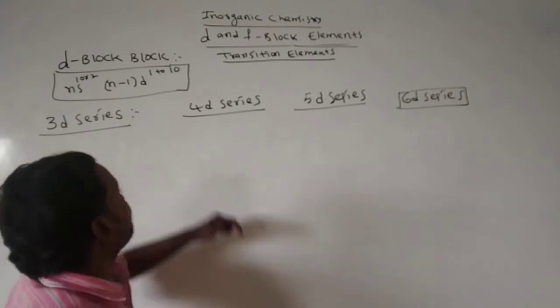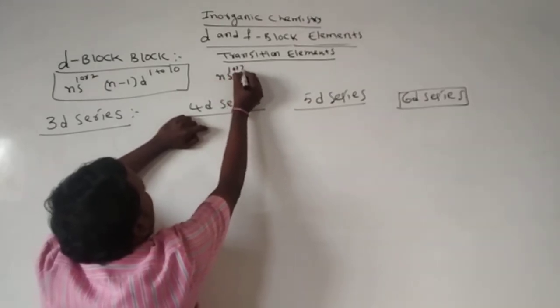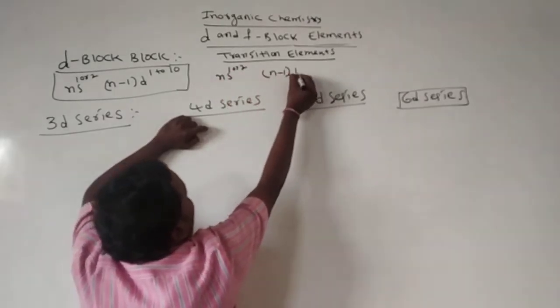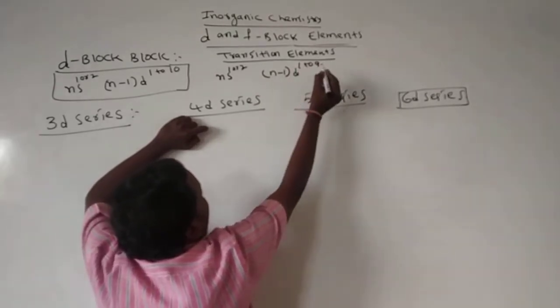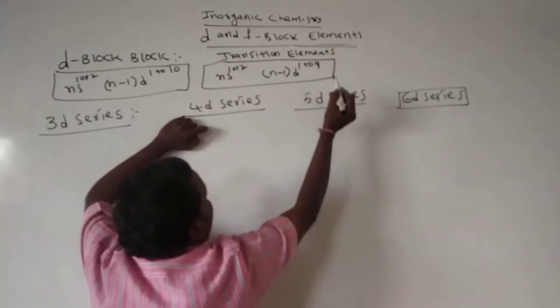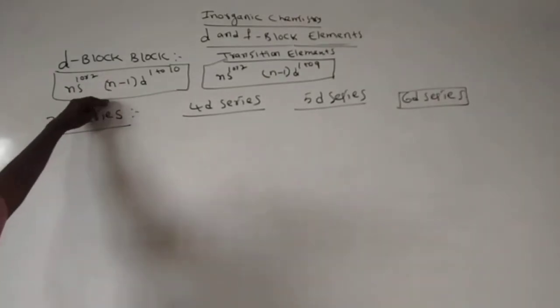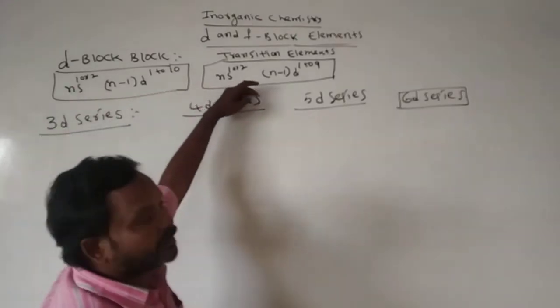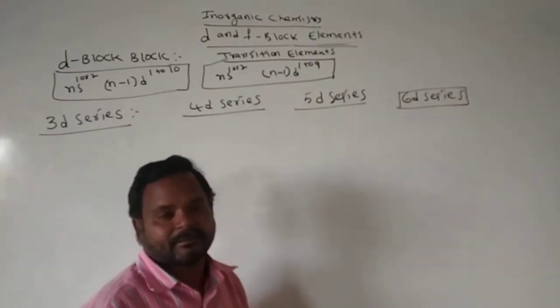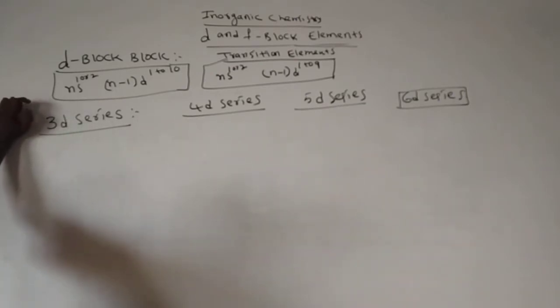The general electronic configuration for transition elements is (n-1)d 1 to 9, ns 1 or 2, only 1 to 9. Ten means it is completely filled, whereas here we say partially filled. This is the general electronic configuration of d-block elements, and this is the general electronic configuration of transition elements. These elements are arranged in four series.